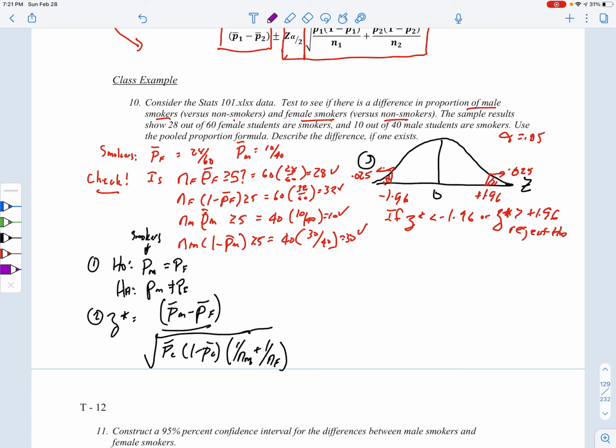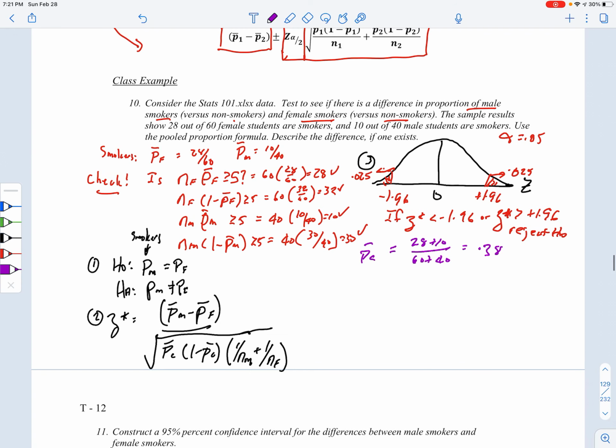Okay, let's calculate the combined proportion. And that's actually really easy. You just simply add the numbers together. So we had 28 out of 60 plus 10 out of 40. So 28 plus 10 over 60 plus 40. And that comes to 38 over 100, or 0.38. So that's your pooled proportion. Now what we can do is, this is part of step 4 here.